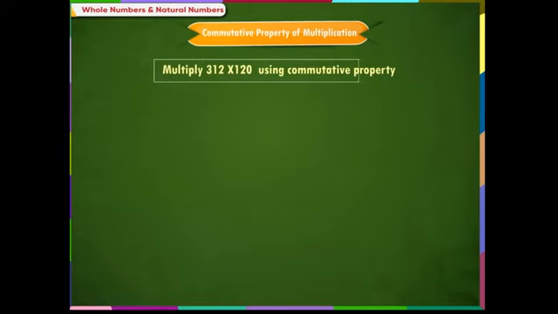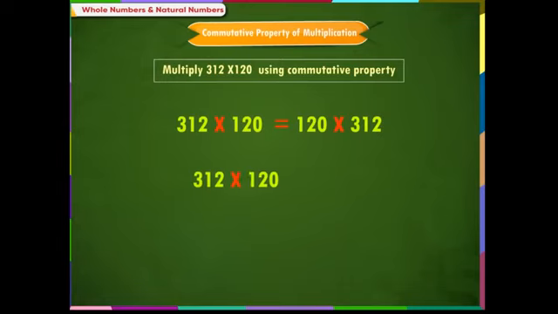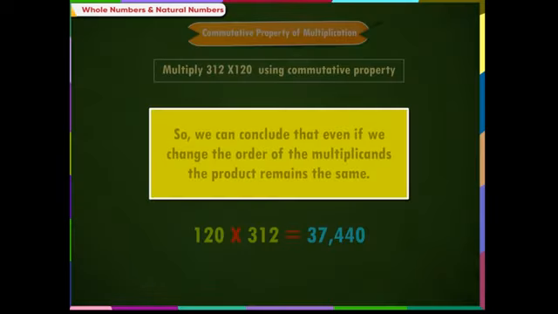Let us take an example. Multiply using commutative property. 312 into 120 is equal to 120 into 312. 312 into 120 is equal to 37,440. 120 into 312 is equal to 37,440. So, we can conclude that even if we change the order of the multiplicands, the product remains the same.